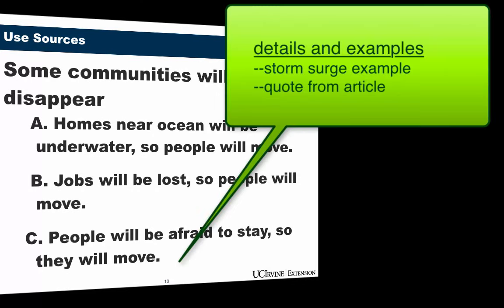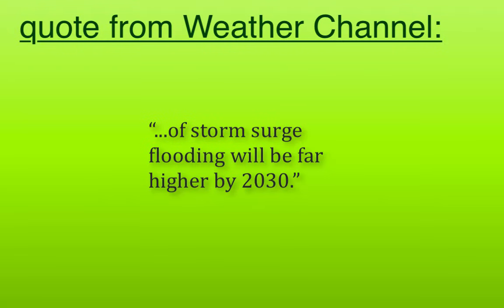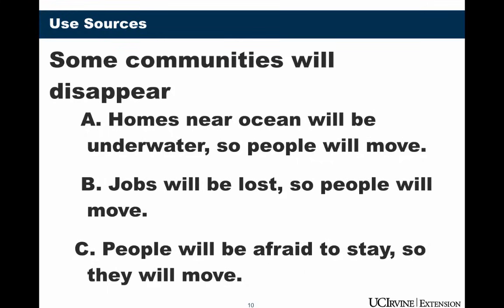For the third supporting idea, the writer gives an example of a reason why people would be afraid. Maybe he mentions people being afraid of the high waters that come in from the ocean when there's a storm. This is called storm surge. Then the writer looks in his articles for a quote to back this up. He finds a quote from a weatherchannel.com article that says the risk in South Florida of storm surge flooding will be far higher by 2030. So now the writer has found 3 quotes to go in this paragraph, one for each of his supporting ideas.